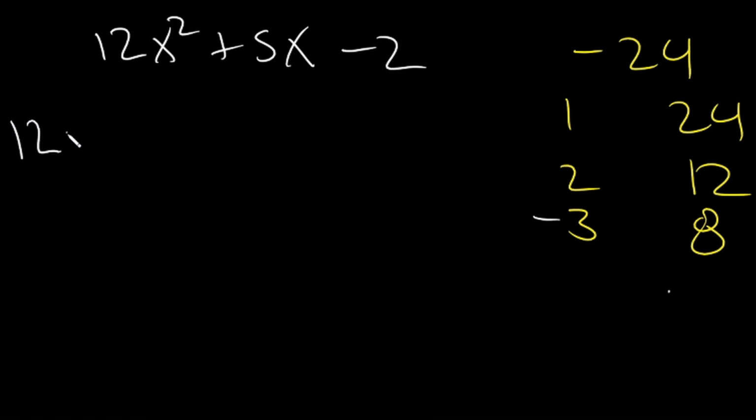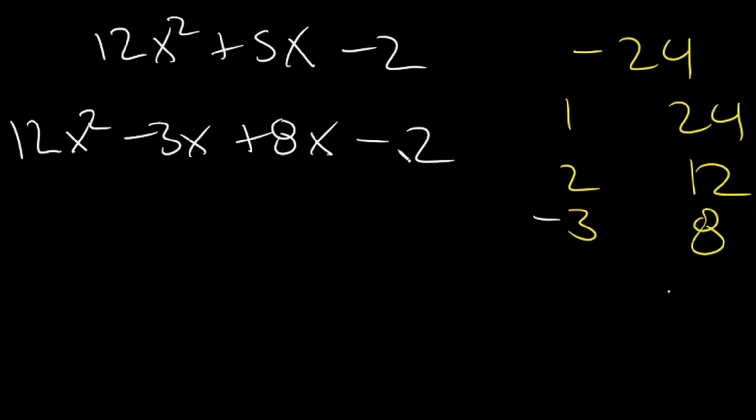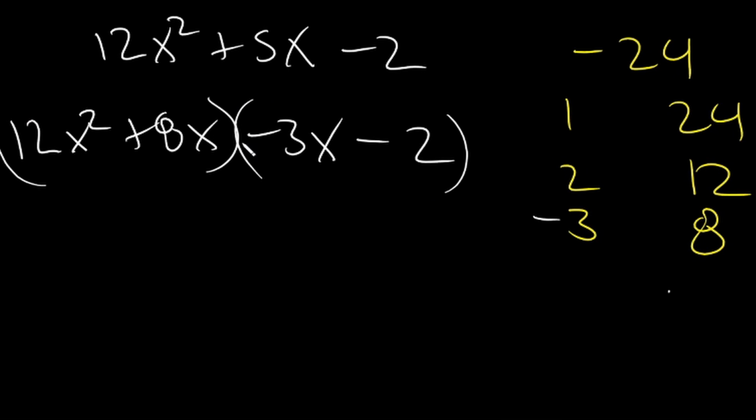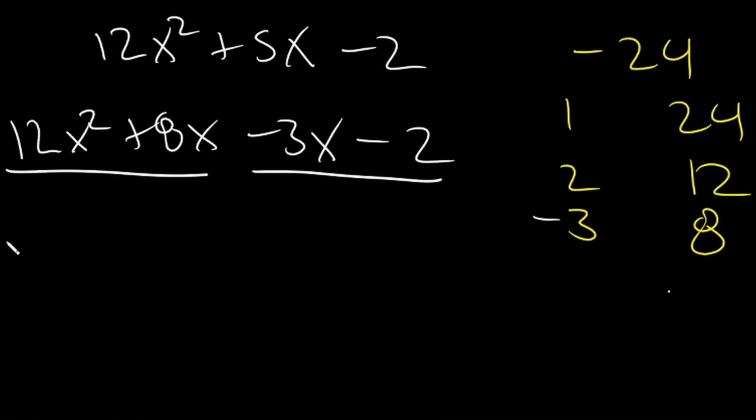So we will have 12x squared minus 3x plus 8x minus 2. Hold on, let me swap these. So we would have plus 8x minus 3x. So to factor by grouping, you group the two terms together, not multiplying them, just grouping them. So you group these two terms and these two terms. And then you look for the greatest common factor between those two terms.